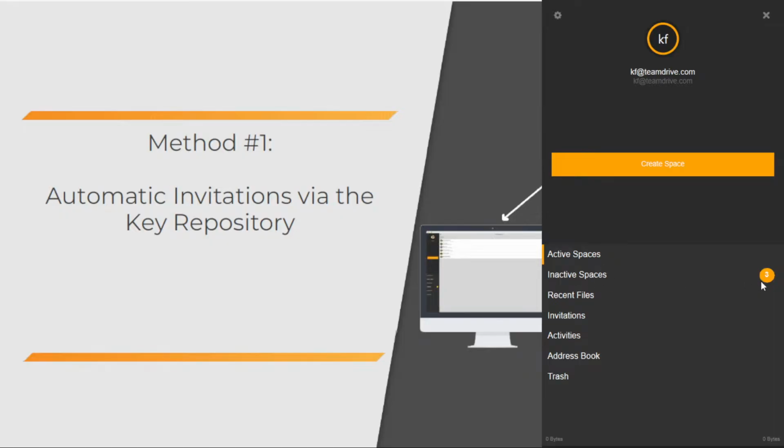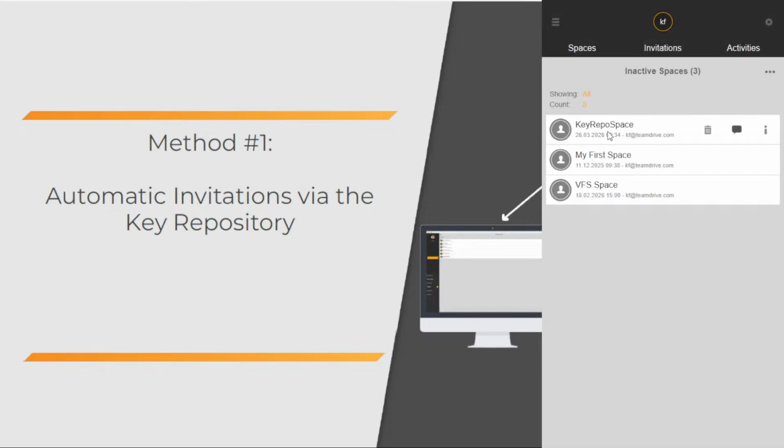You see I have inactive spaces. And if I click on inactive spaces, I see that I have three spaces that I have either created in the past or that I was a member of in the past. And in one of my most recent installations, I had these spaces as active spaces. So as you see, as long as you log in and you do not change your password during the login process, you will be automatically invited to your most previous active spaces.